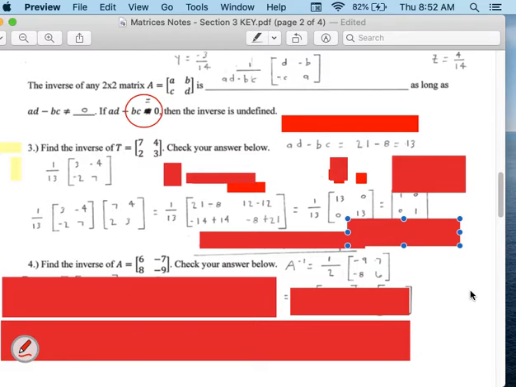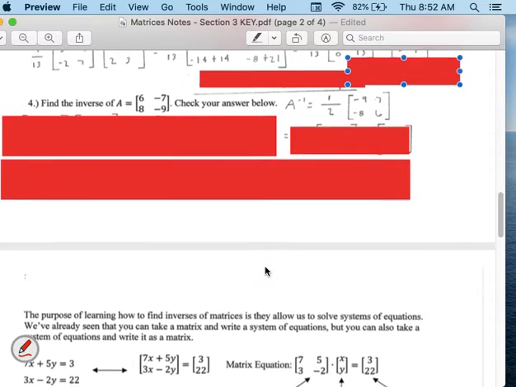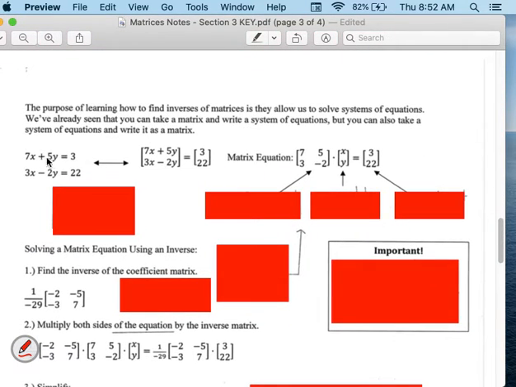So what is the purpose of learning the inverse? I just kind of shared that a moment ago. They allow you to solve systems of equations without doing all of the work in between. Okay? So if I had this system, 7x plus 5y equals 3 and 3x minus 2y equals 22, we can turn that into a matrix.